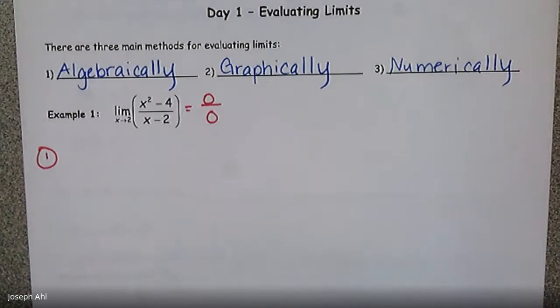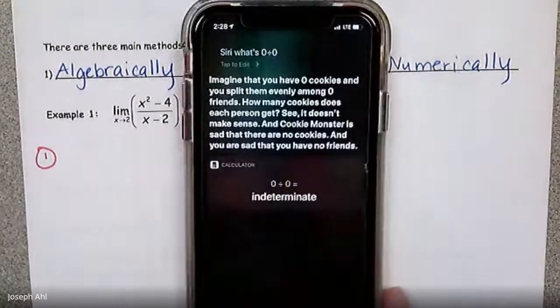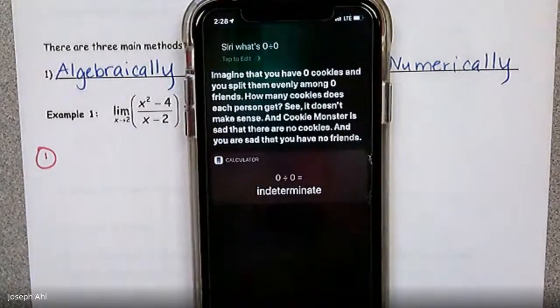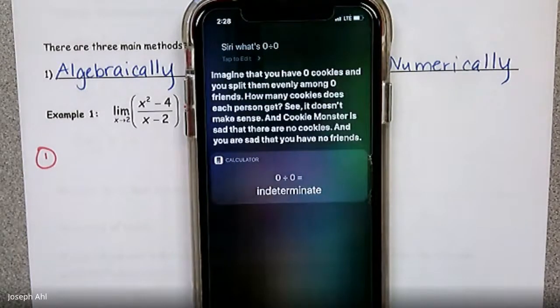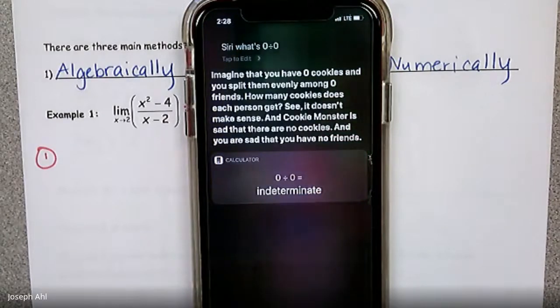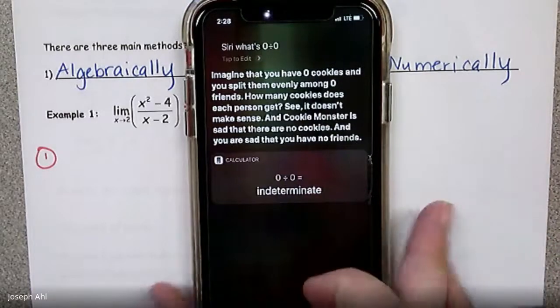Siri, what's 0 divided by 0? Imagine that you have 0 cookies, and you split them evenly among 0 friends. How many cookies does each person get? See, it doesn't make sense. And Cookie Monster is sad that there are no cookies. And you are sad that you have no friends. So sad, guys.